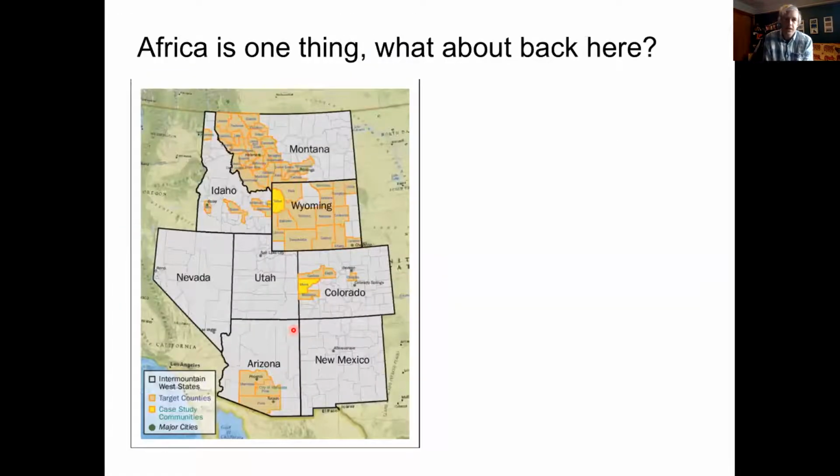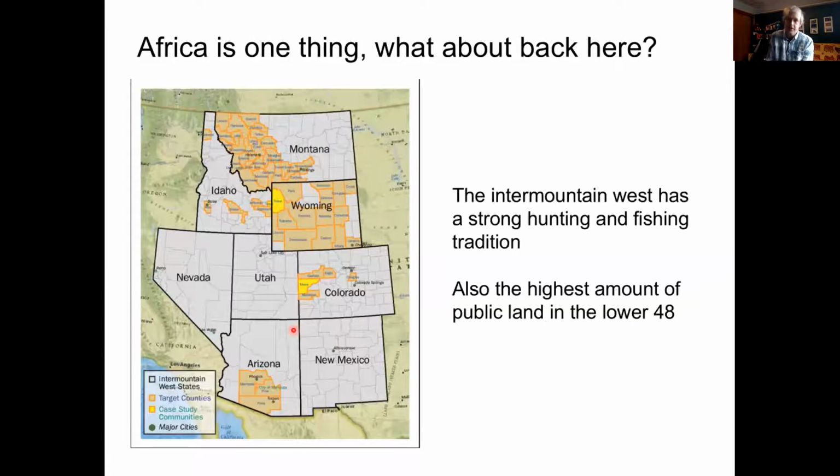But with these sorts of things, well, Africa is one thing when it comes to trophy hunting, and hunting generally, but what about back here in the Intermountain West? The Intermountain West has a really strong hunting and fishing tradition. It also has the highest amount of public land in the lower 48 states. We have an enormous amount of public land, and there's this big tradition of using the public land for hunting, especially.